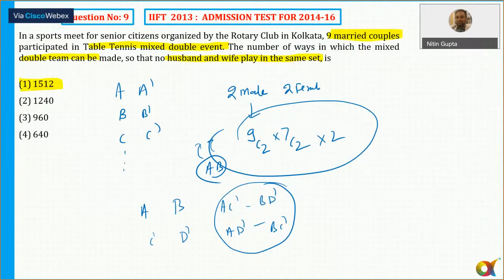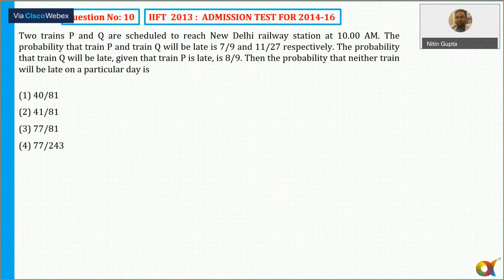Let's move to the next one. Question number 10. Now, 10 is a very interesting question here. Based on conditional probability, or we can say that is Bayes theorem. So pay attention. Two trains to New Delhi railway station, the probability that the train Q will be late is 7 by 9 and 11 by 27.